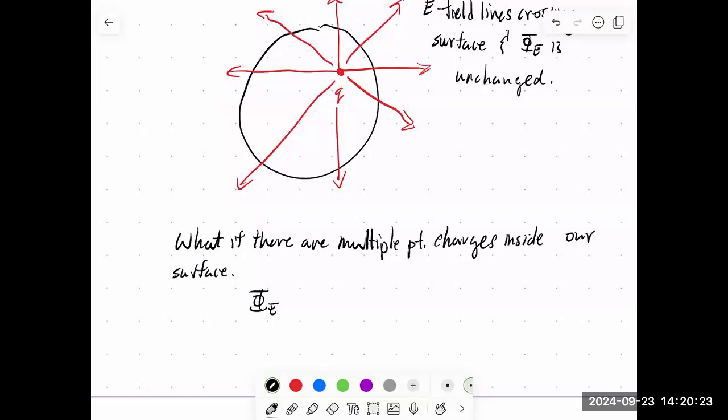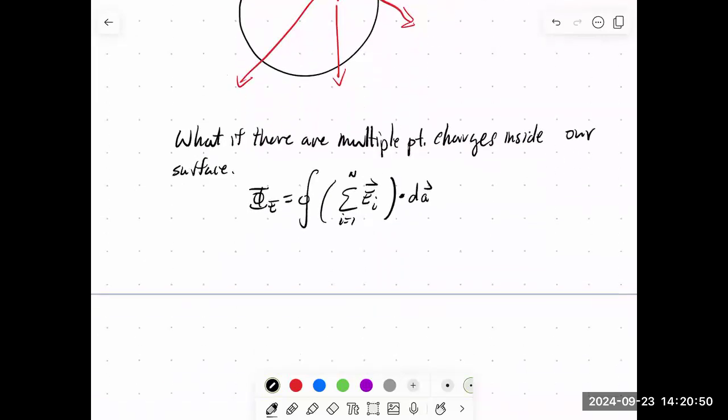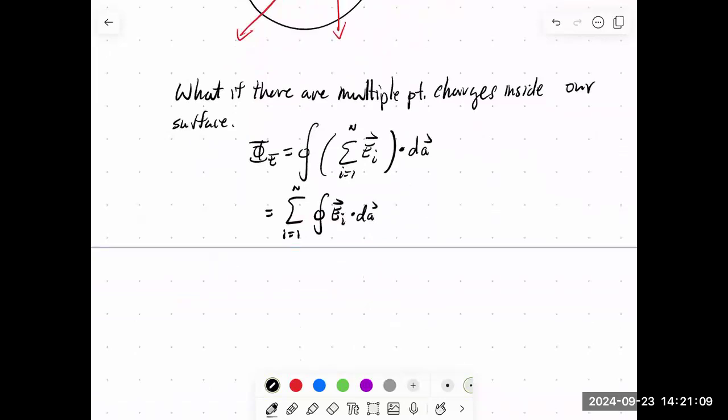Well, okay, so the electric flux is going to be the integral of the net electric field, but I can use superposition principle to write down my net electric field as the sum of the fields due to all the individual point charges. I have to do E dot dA here. But I can reorder the sum and the integral. And so I could say, well, this is the same thing as the sum of i equals 1 to n of the integral of E_i dot dA. But now this is just the flux of a single point charge. And we've already calculated that. That has to be just Q_i over epsilon naught. And so what we end up with is the sum of i equals 1 to n of Q_i, and then there's a 1 over epsilon naught factor.